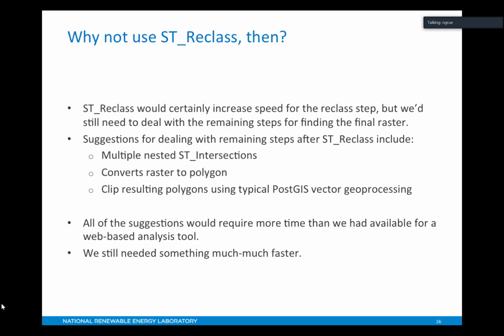So there are other functions that you can run that are closer to the actual C code beneath the PLPG SQL or Python code. It's a lot closer to the lower level commands and memory, and so this can really speed things up. And certainly ST reclass is much faster than ST map algebra because it is able to run those pixels through a lot faster. But if you're just reclassifying things, you still have a lot of additional processing you need to do, and that's where we ran into trouble.